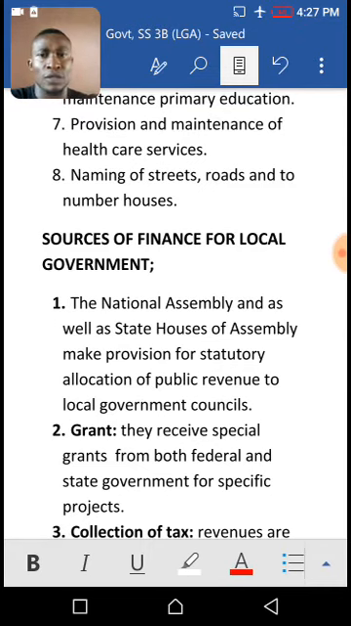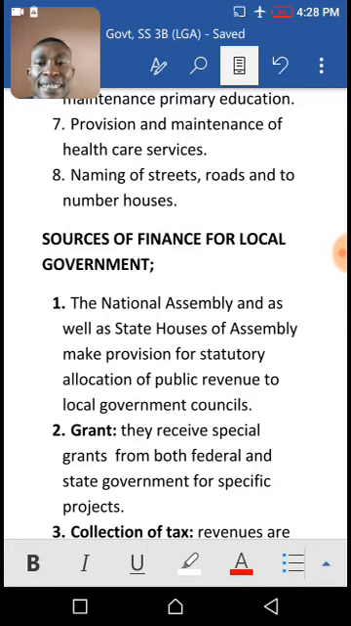That means the legislative arm of government, that is the National Assembly and the state houses of assembly, make laws that will enable local governments have a certain amount of money, maybe on a monthly basis, for their projects. So they have their source of finance from the national and the state houses of assembly.